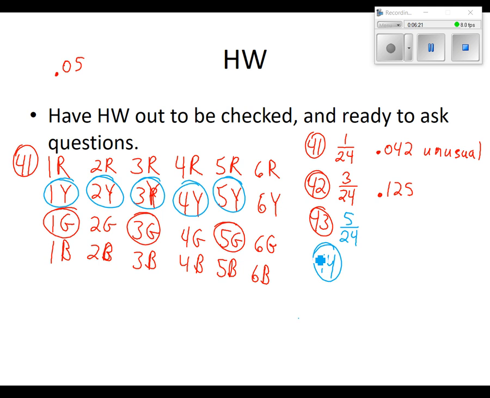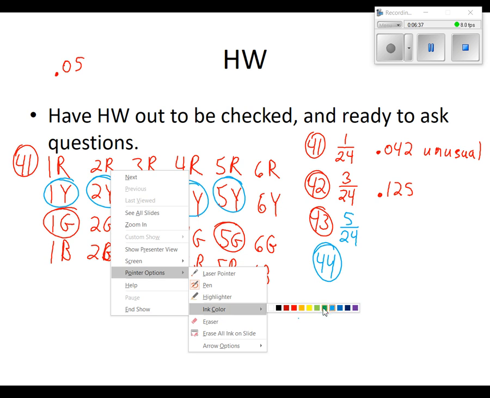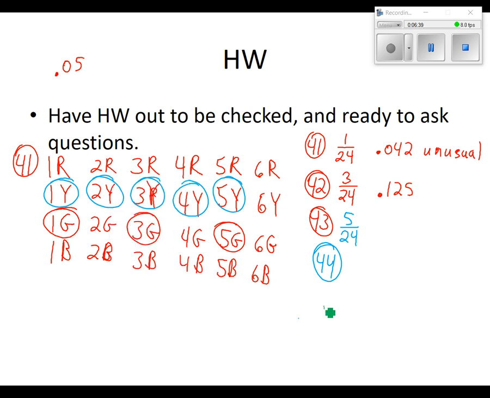44. Not rolling a number less than 6 and the spinner landing on yellow. So not rolling a number less than 6. What's that telling us? It's got to be a what? What number? 6. It's got to be 6. So the only one that works is that one there. So that's 1 out of 24. And that is the same as that first one, so it is unusual.